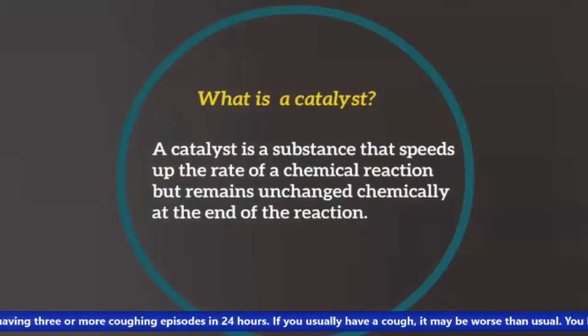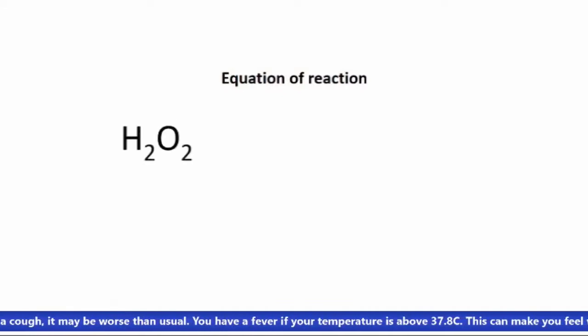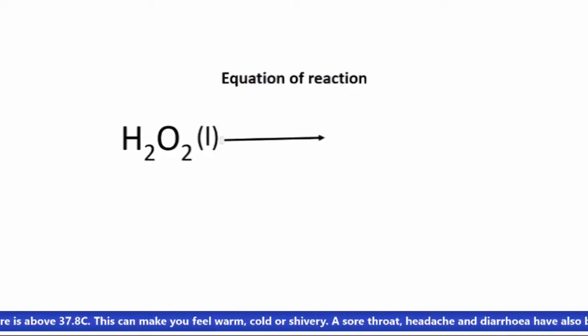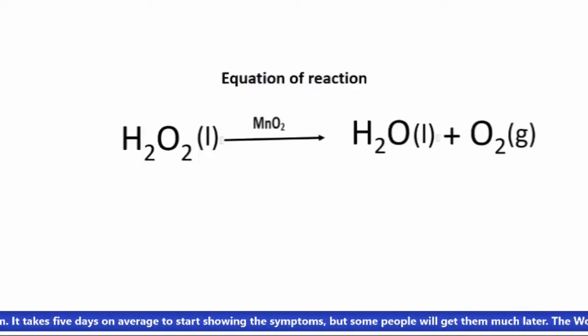First, hydrogen peroxide, a liquid and concentrated, decomposes in the presence of manganese oxide as a catalyst to give water, a liquid, and oxygen, which is a gas. Note that this equation is not balanced. Let's balance it quickly. As you can see, there are 2 oxygen atoms on the left-hand side and 3 oxygen atoms on the right-hand side.